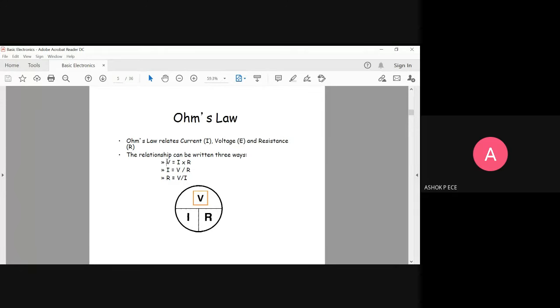V is equal to IR is one form. I is equal to V by R is another form. R is equal to V by I is the third form. So these are the three forms of Ohm's law. Since you have three quantities here, whichever two quantities are given, you can find out the third quantity by rearranging the equation.